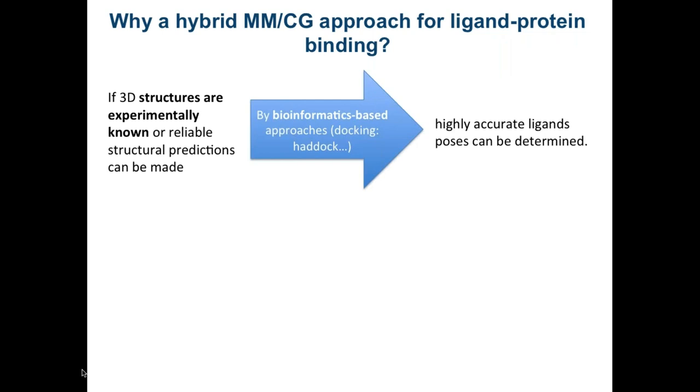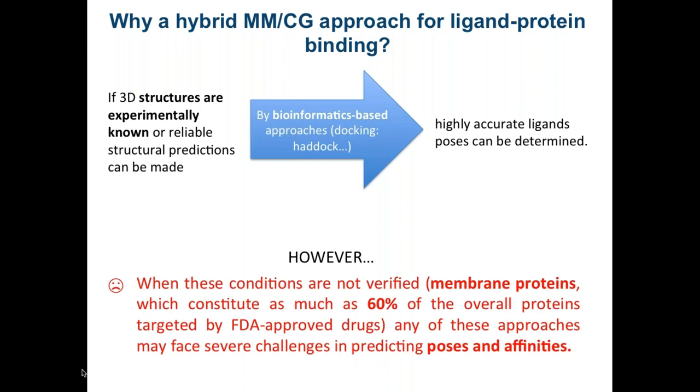If the structural determinants of a pharmaceutical target, a receptor or an enzyme, are experimentally known, or you can make reliable structural predictions, usually you can get highly accurate ligand poses by using standard bioinformatics-based approaches: docking, homology modeling. However, when these conditions are not verified, for instance in the case of membrane proteins, which represent as much as 60% of the proteins targeted by FDA-approved drugs, the application of these approaches is not so straightforward.